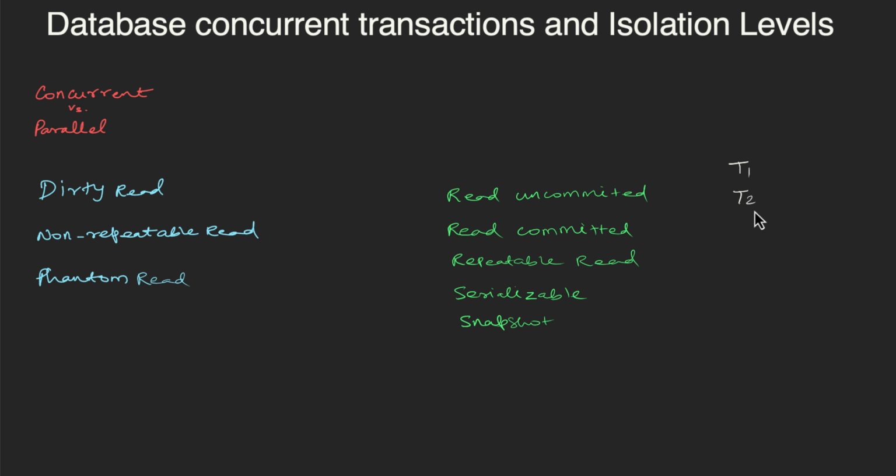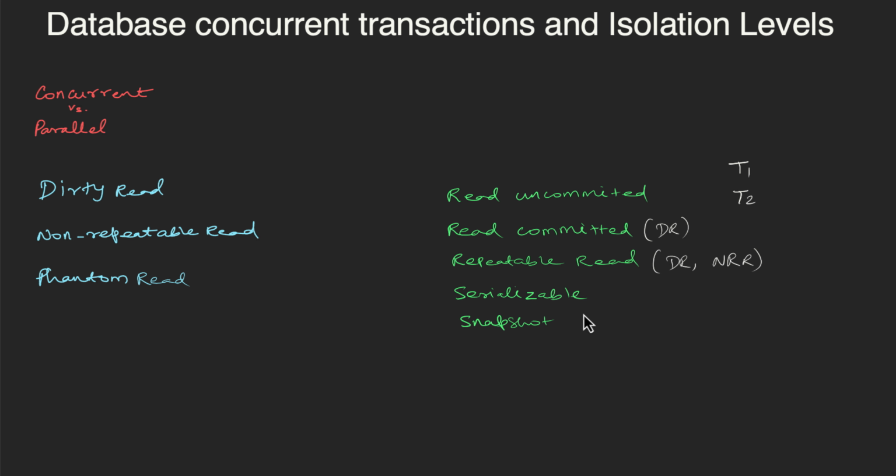It's simply because other transactions are not allowed to change this data until T2 is completed. So this is what repeatable read is, and it solves both dirty read and non-repeatable read problems. So read committed solves dirty read, and repeatable read solves both dirty read and non-repeatable read.